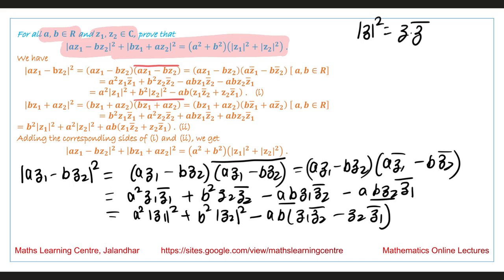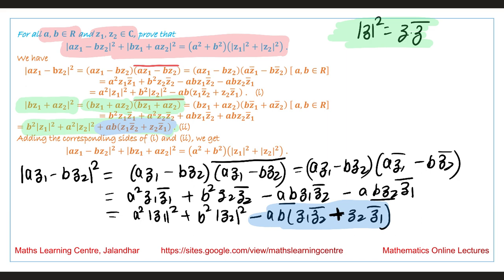Next step, we calculate mod of b z1 plus a z2 whole square. Again we write it using the formula that mod of z square is z into z bar. On solving this, by multiplying these terms, we obtain the answer in this form. And when we add both these values, look at these values: it is ab z1 z2 bar, this term we have over here, and the sign over here is a plus sign.